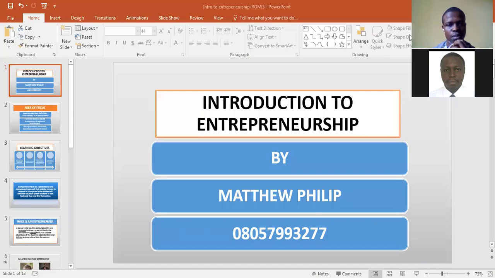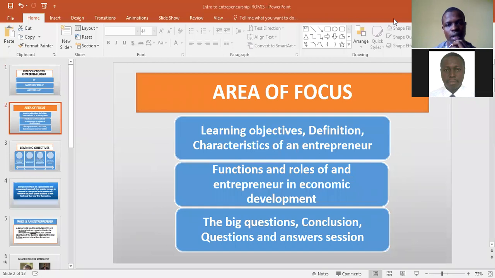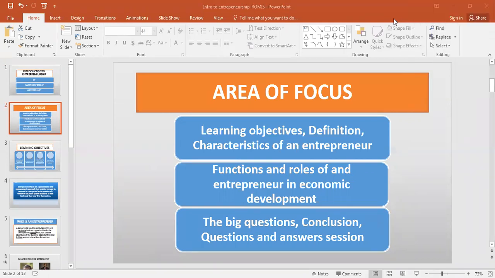Introduction to Entrepreneurship. This is what we are going to be starting with. An area of focus for the session today is, one, we will look at the learning objective for today. Aside from the learning objective, we are also going to look at the functions and roles of an entrepreneur. Then we are also going to ask ourselves some big questions that demand answers from us.